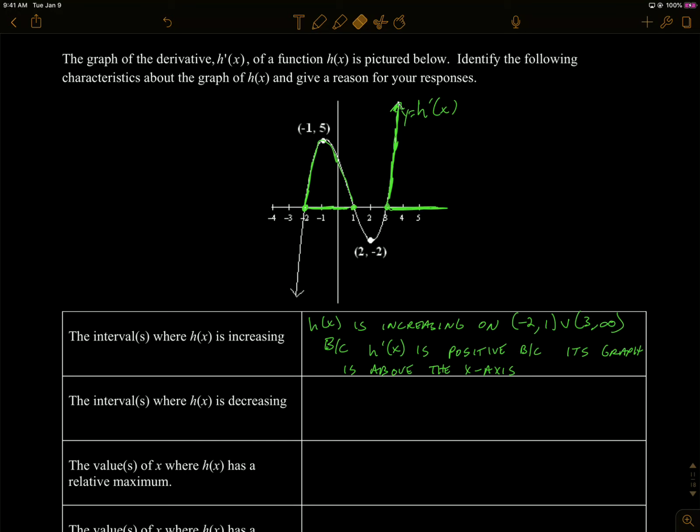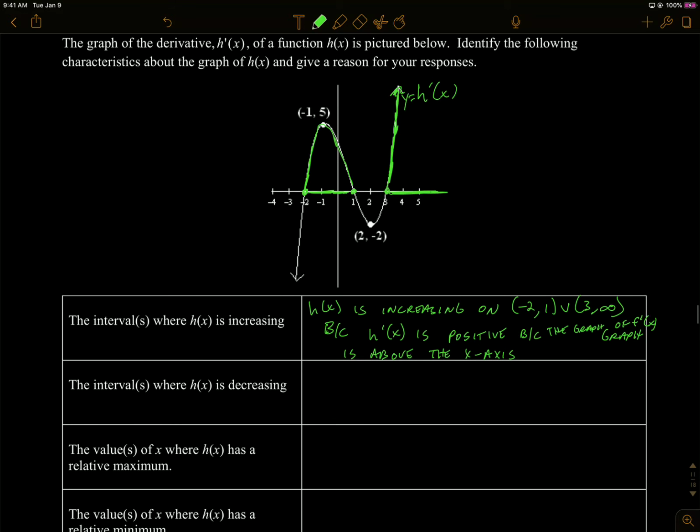I shouldn't say it's, by the way, here. Because the graph of h prime of x, no pronouns, is above the x-axis. I probably could have said that better. I could have said h of x is increasing on these intervals because the graph of h prime of x is above the x-axis, which makes it positive. Or again, I can't use the pronouns, which means h prime of x is positive.